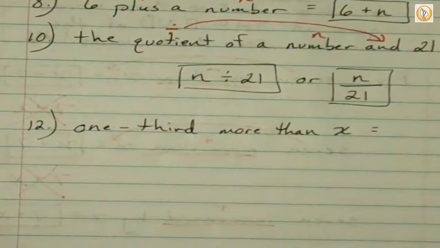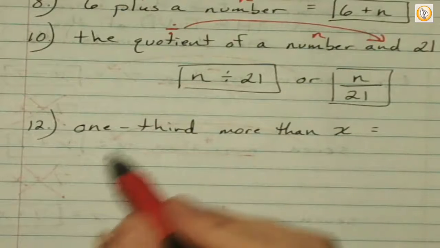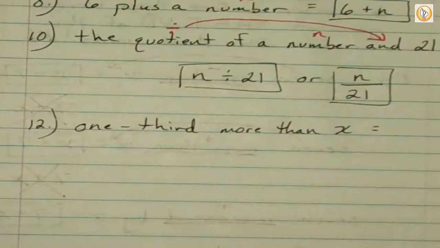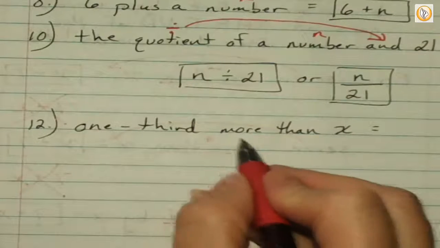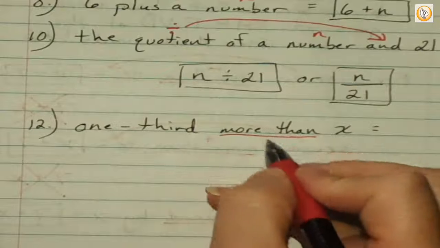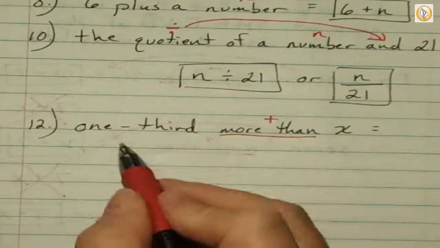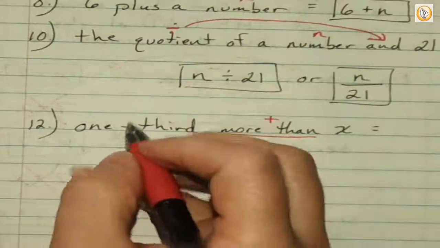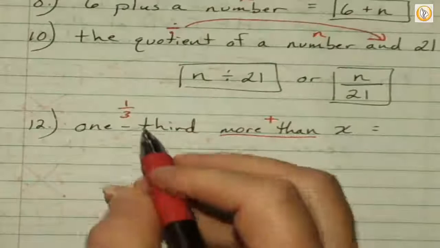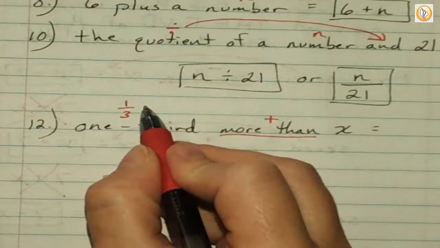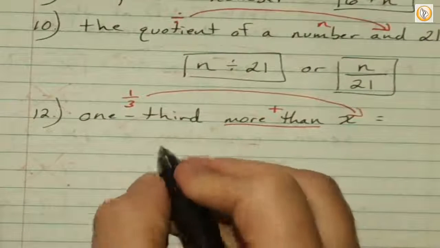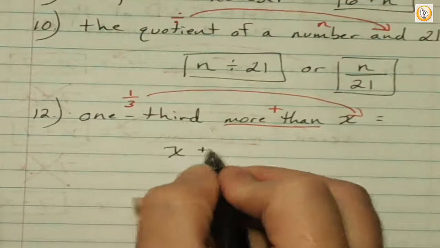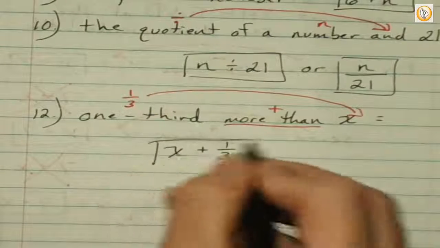After you write that... 1/3. All right, Talia. What are your red flag words? More than. Are we adding or subtracting? Addition. And what would 1/3 look like? 1/3. And where would it go? After x. So what would your answer be? x plus 1/3.